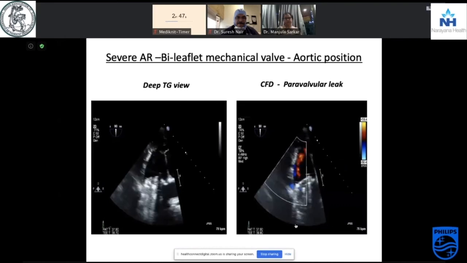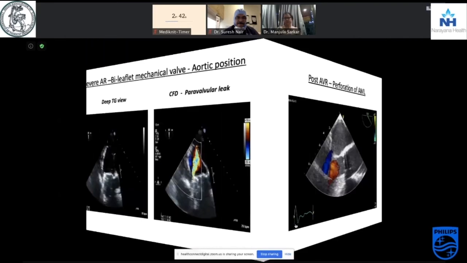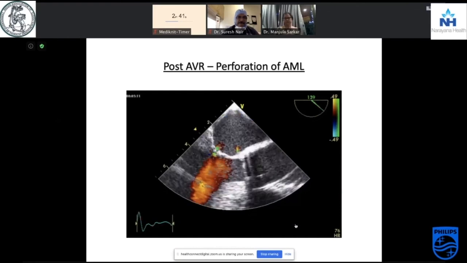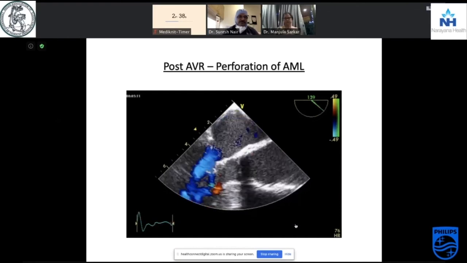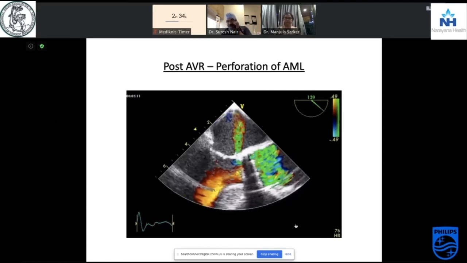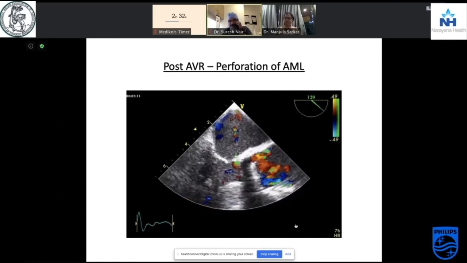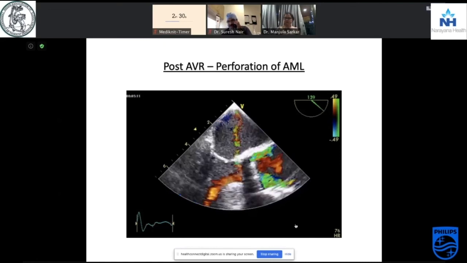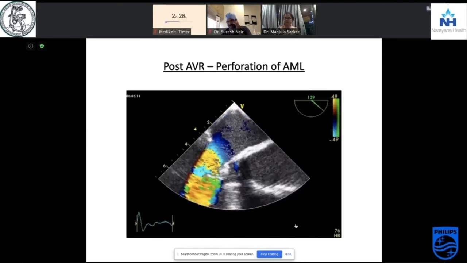Here I have an example for a paravalvular leak. This is a post AVR. This is showing the perforation of the AML post replacement of the aortic valve. But it is always important that after surgery, you go back and assess for the adjacent structures.